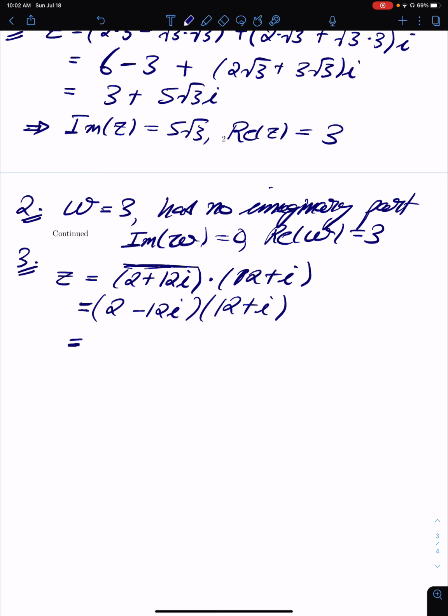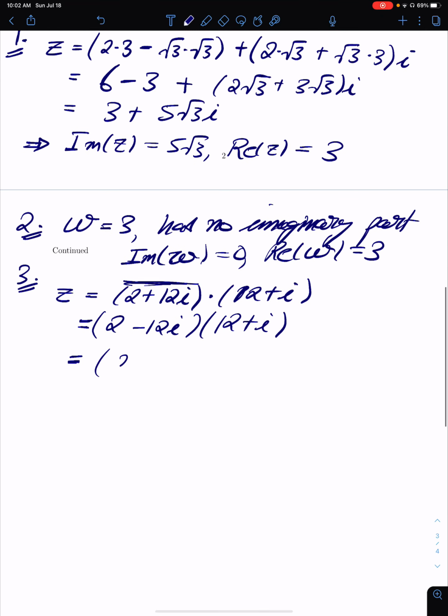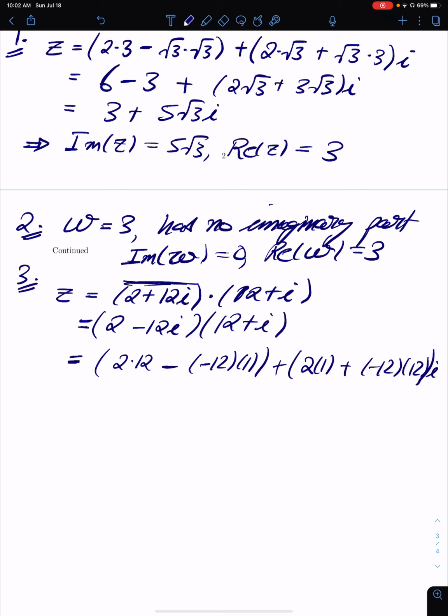And again, using our rule from before, this is just 2 times 12 minus negative 12 times 1, plus 2 times 1 plus negative 12 times 12i. And to simplify this quickly, it's just 36 minus, here we get 142i.